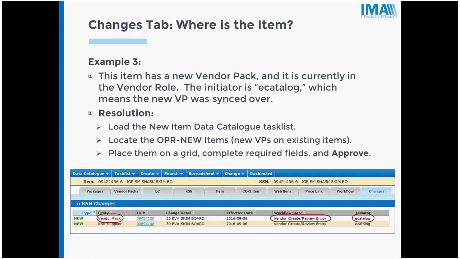Alright, third example. This item has a new vendor pack and it's currently in the vendor role. The initiator is eCatalog, which means the new vendor pack was synced over. Over here, we can see it's new, vendor pack, workflow state, vendor create/review, initiator eCatalog. So this is where you have synced over a new vendor pack from your data catalog provider. The resolution would be to load the new item data catalog task list, locate the OPR new items, and then place them on a grid, complete the required fields, and approve.